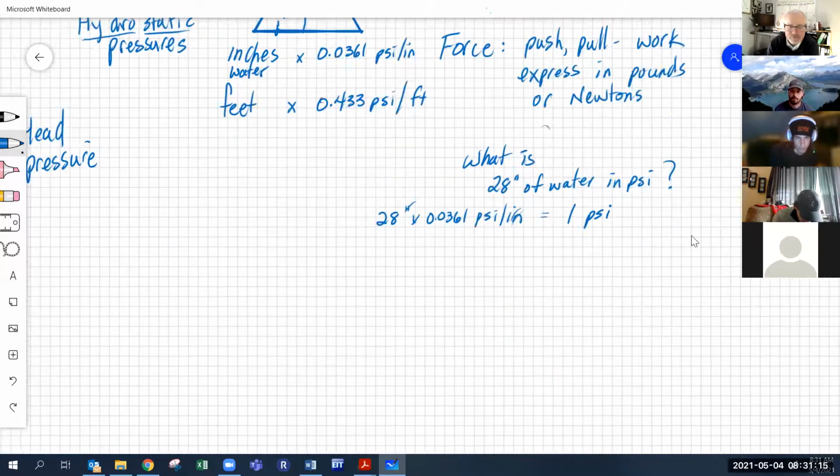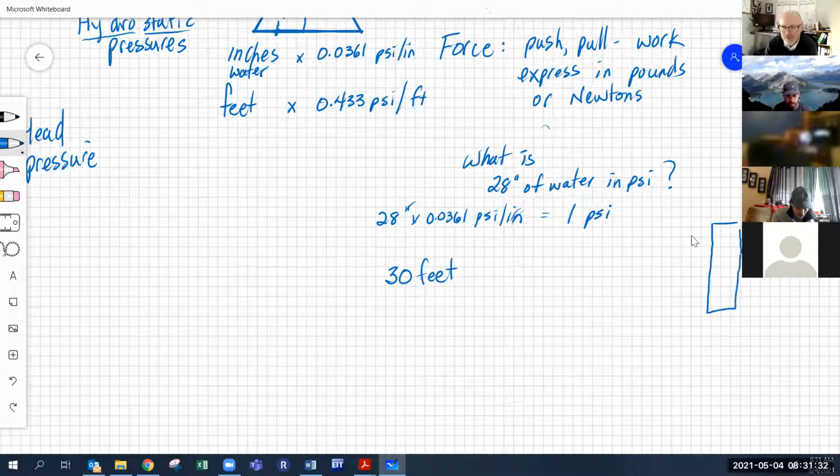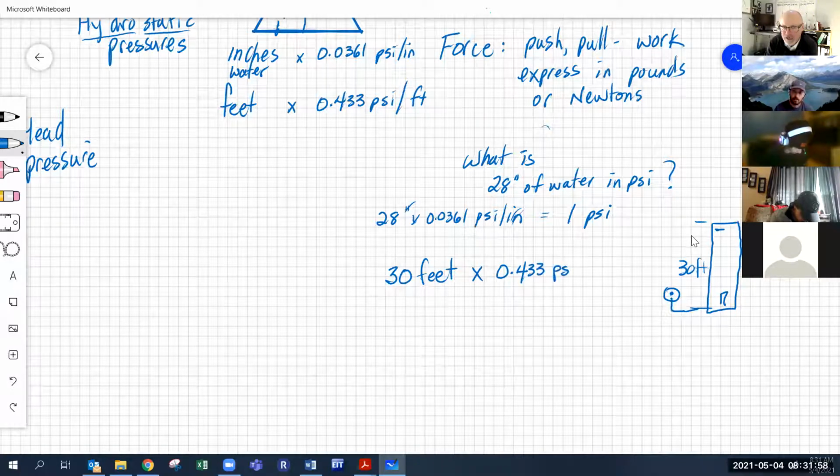For example, if I had a building that was 30 feet tall, so let me just draw this building, see if I can here. So if I had a building that was 30 feet tall and I had a gauge on the bottom, and this was full of water up to here, I want to know what pressure is on my gauge. I will simply take that 30 feet and multiply it by 0.433 PSI per foot to get me a pressure of 12.99. So almost 13 PSI would be on my gauge here.